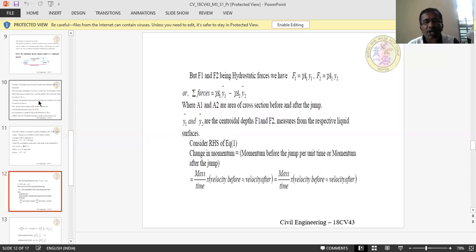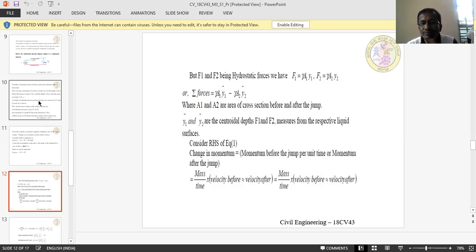But F1 and F2 being hydrostatic pressure forces, we have F1 equals gamma into A1 Y1 bar and F2 equals gamma into A2 Y2 bar. Otherwise, the force can be written as the difference between those two, where A1 and A2 are the cross-sectional areas before and after the jump. Y1 and Y2 are the centroidal depths from the respective liquid surface. Usually, these can be written as y1 by 2 and y2 by 2, or half of the depth of the rectangular section, since it is acting at the centroid of the rectangular section.